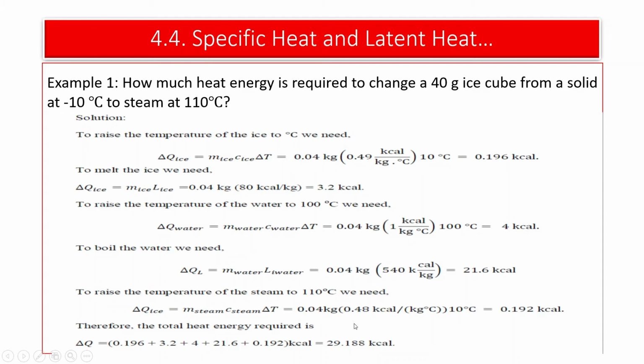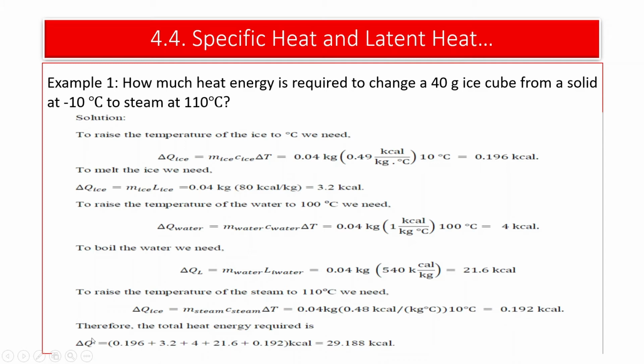Now you can compare. Here it is 0.48, here it is 1, and it is water. For ice it is 0.49. For steam it is 0.48 kilocalorie per kg degree Celsius. So the change is from 100 to 110 degrees Celsius, which is 10. So multiply this one, you get 0.192 kilocalorie.